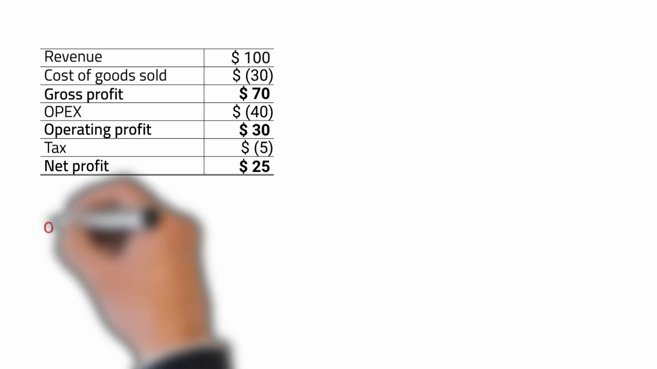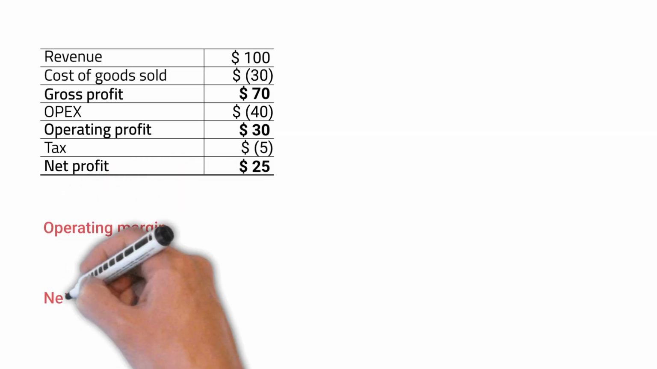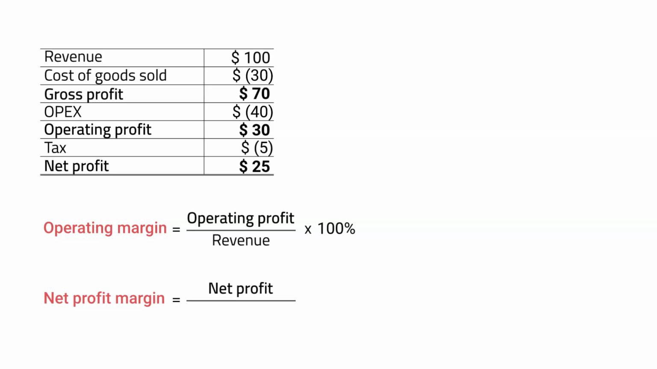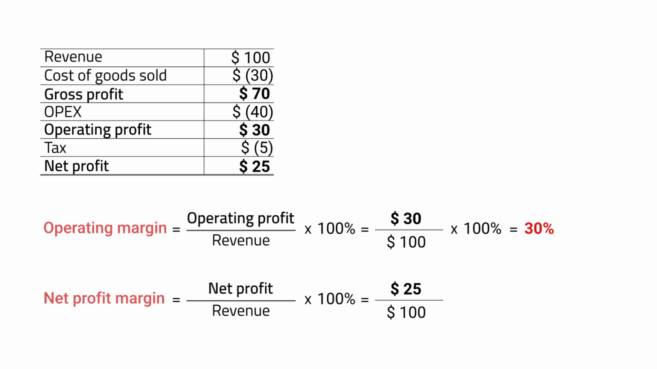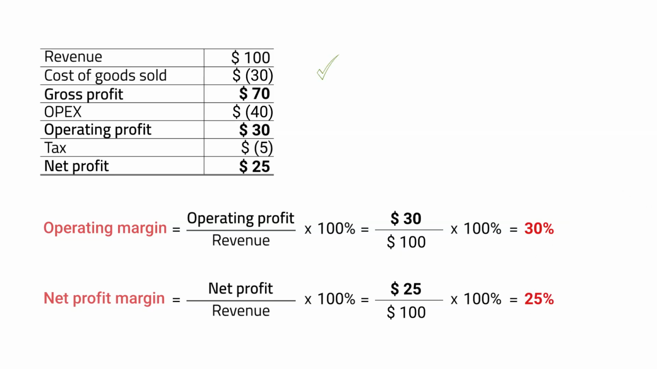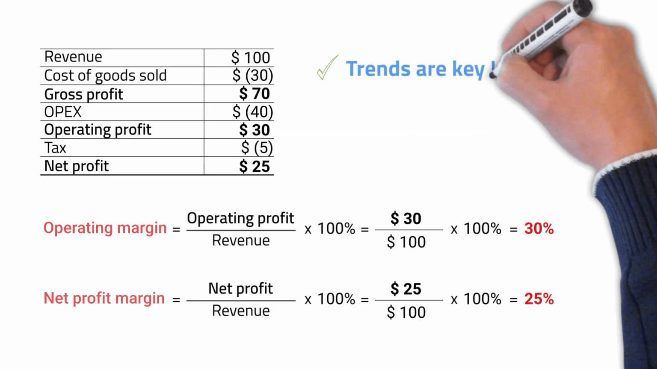You can now also calculate operating profit margin and net profit margin by dividing them by revenue. And then compare trends between the periods, as we did with gross margin. For example, our operating profit is $30. When divided by revenue, we get a 30% operating profit margin. With a net profit of $25, we'll get a 25% net profit margin. Again, when comparing margins across the years, we can better analyze the development of our business.